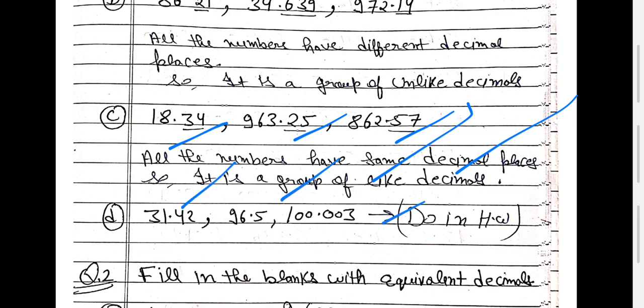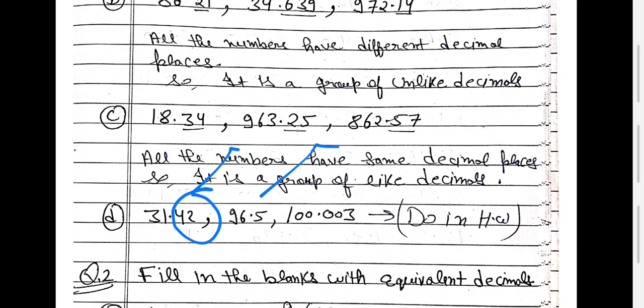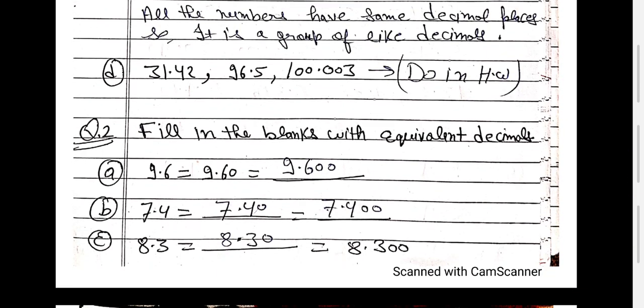Now come on this D part. D part you have to do by yourself in homework, but we have discussed here. After the decimal, they have only 2 places, 1 place and 3 places, so all are different. So it is known as the group of unlike decimals. Okay. Now come on, fill in the blanks with equivalent decimals.